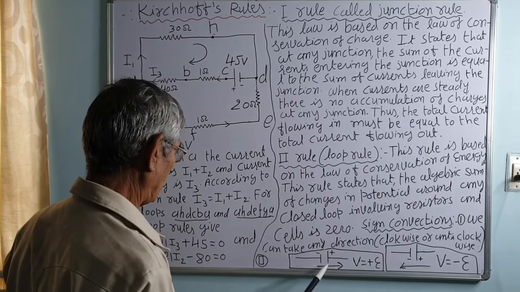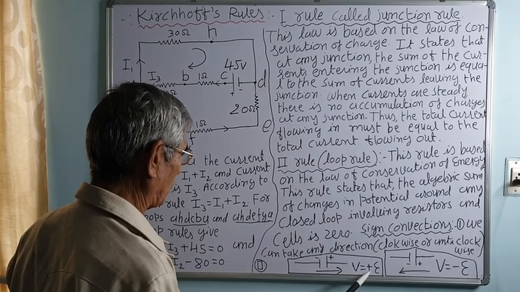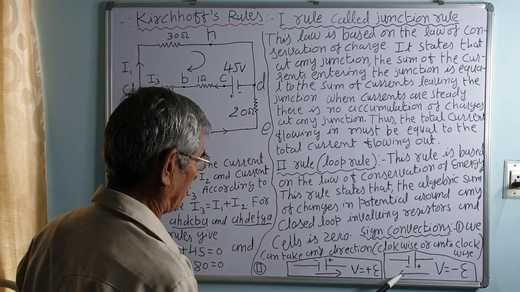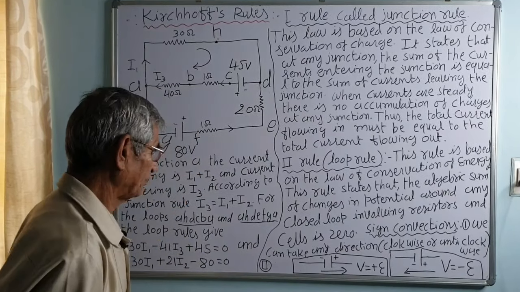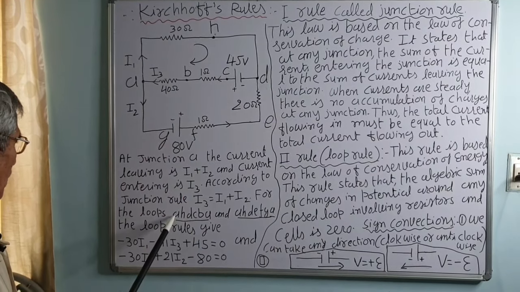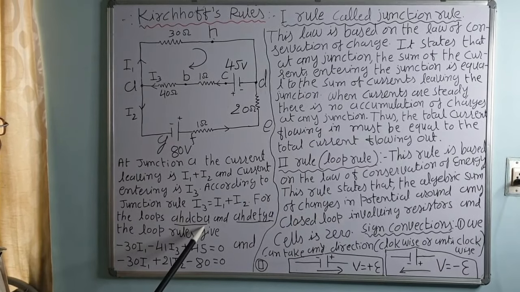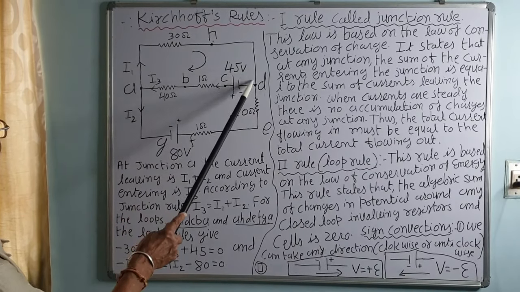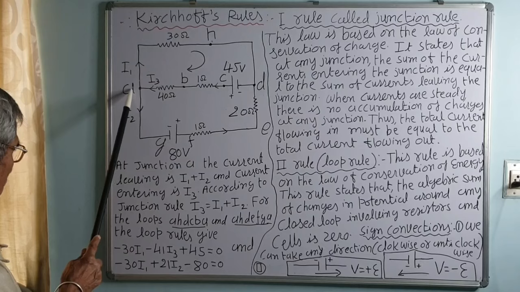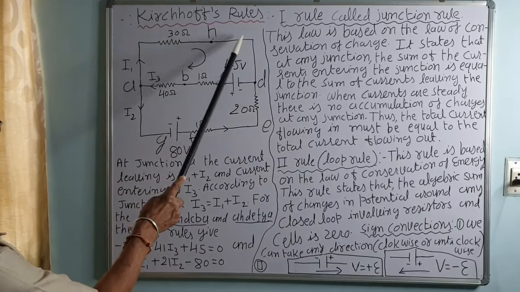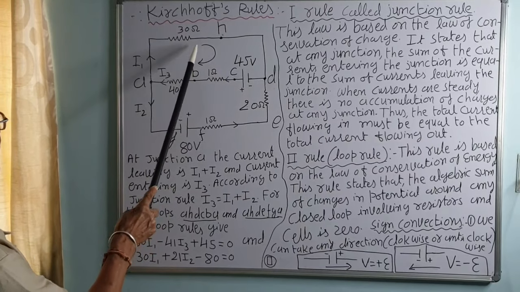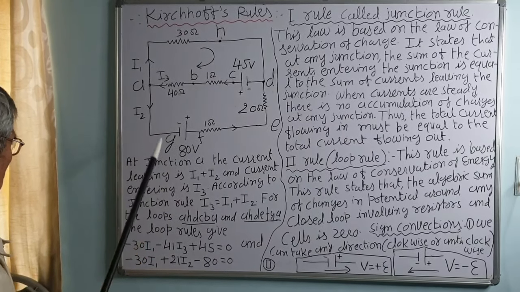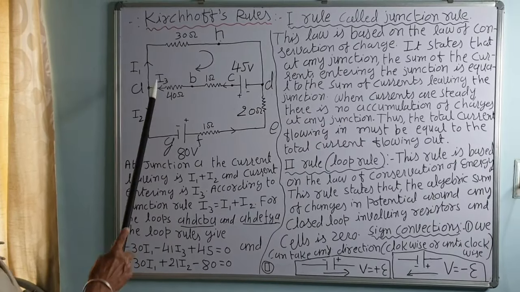The potential, if it is from positive to negative, that is plus; negative to positive, correct, then it is minus. Consider the loop A, H, D, C, B, A. The sum of the changes of the potential around the closed loop we are taking in this direction, that is clockwise direction, is 0. Let us see, that is minus 30.